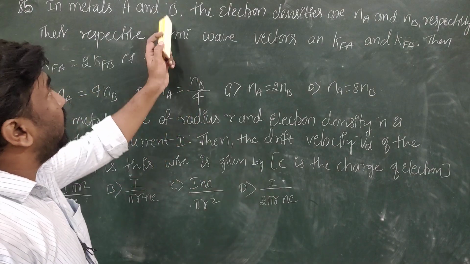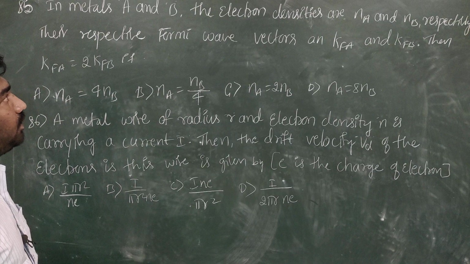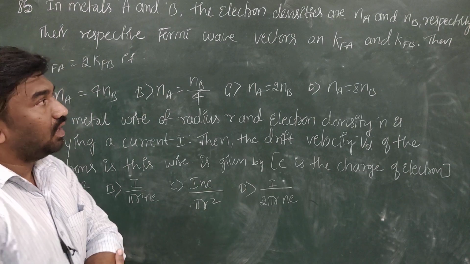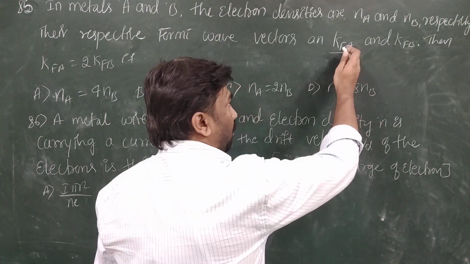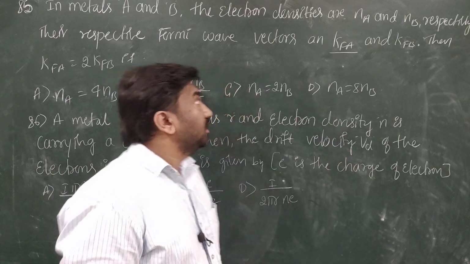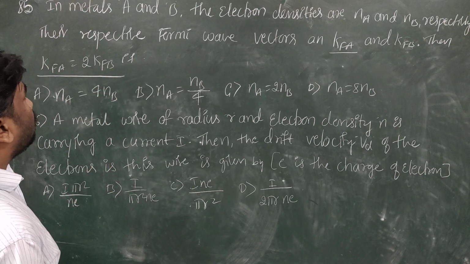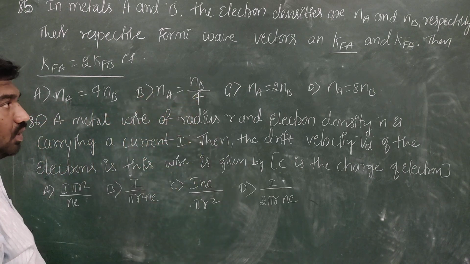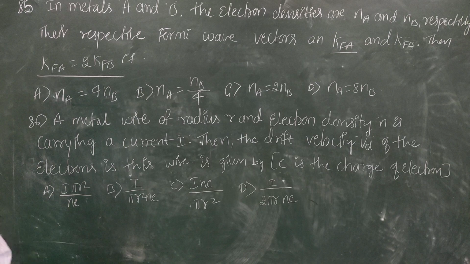In metals A and B, the electron densities are Na and Nb respectively. Their respective Fermi wave vectors are Kfa for metal A and Kfb for metal B. Then what is the relation, if Kfa is equal to 2Kfb? Na is equal to 4Nb, Na is equal to Nb by 4, Na is equal to 2Nb, or Na is equal to 8Nb. Okay, so let's see.